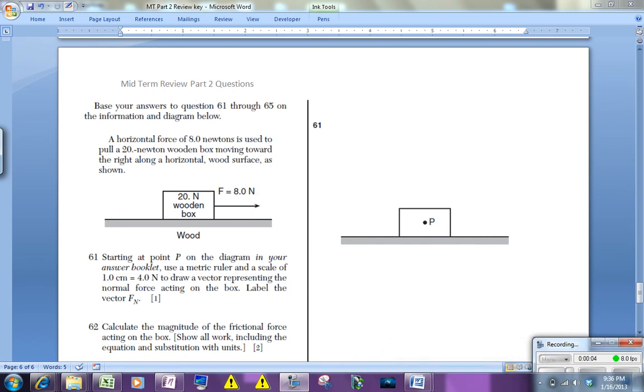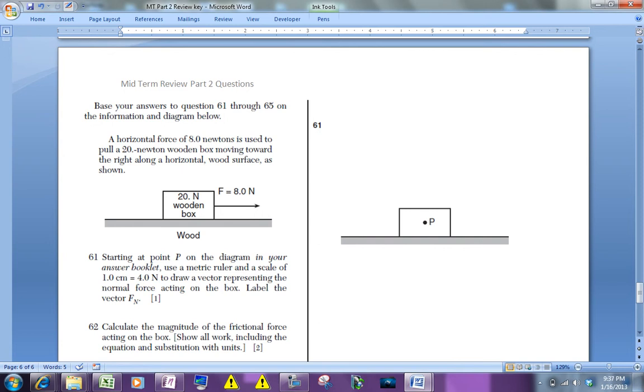The first thing you're asked to do with this problem is to draw a vector representing the normal force. Now the normal force is going to have the same magnitude as the weight force. We know that because the box isn't sinking into the ground and it's not flying up into the sky. So we need to draw a vector vertically upwards for the normal, but it needs to be to scale.